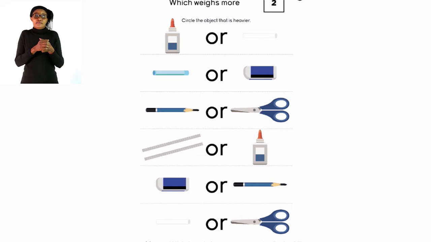Danelle, would you say that the glue is heavy or would you say the chalk is heavy? Which one is heavy? The glue. So now you have to make a circle around the picture of the glue. We go to the next pictures.